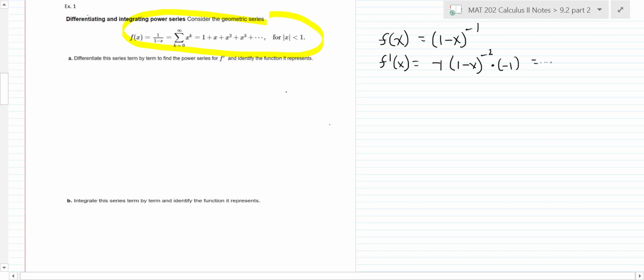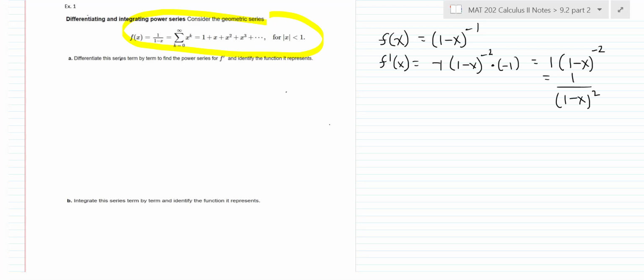So that's going to give 1 times (1 minus x) to the -2. So that's 1 over (1 minus x) squared. Okay, that's the first derivative of this function, correct? Okay, that should be a piece of cake for everybody.